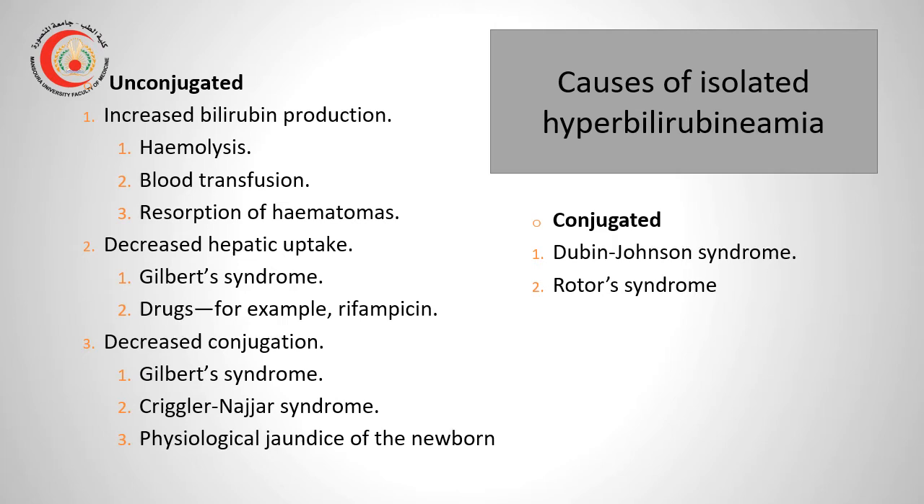The unconjugated form results from increased bilirubin production, as in hemolysis or blood transfusion; decreased hepatic uptake, as in Gilbert syndrome, or due to drug intake such as rifampicin; decreased conjugation, also as in Gilbert syndrome or Crigler-Najjar syndrome, and physiological jaundice of the newborn. As regards the conjugated isolated hyperbilirubinemia, it occurs in Dubin-Johnson syndrome and Rotor syndrome.